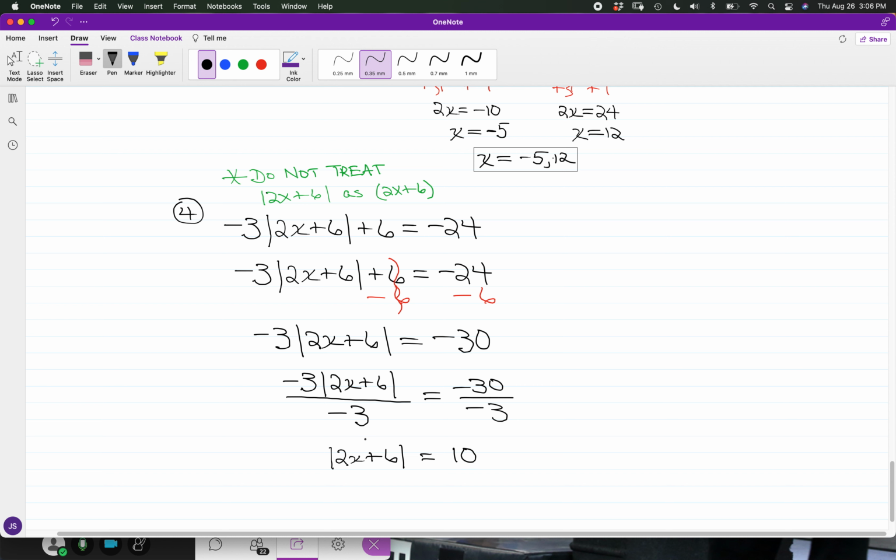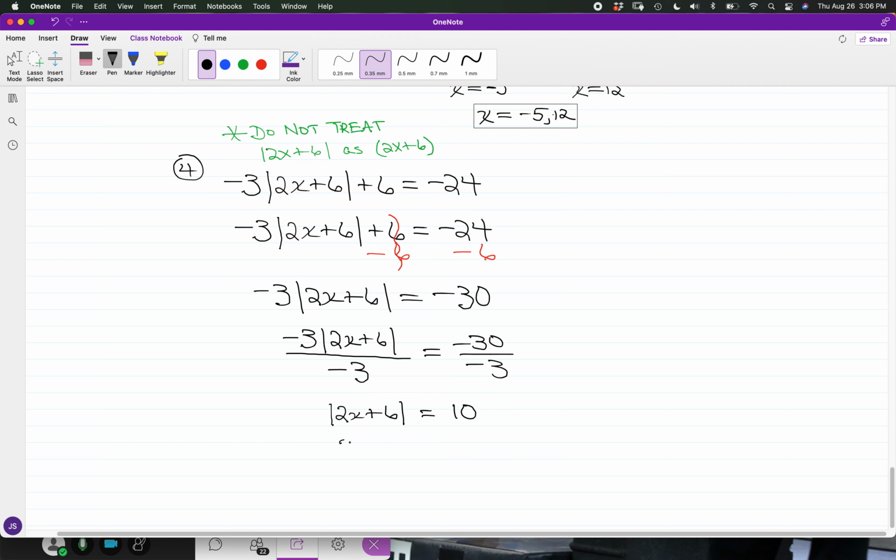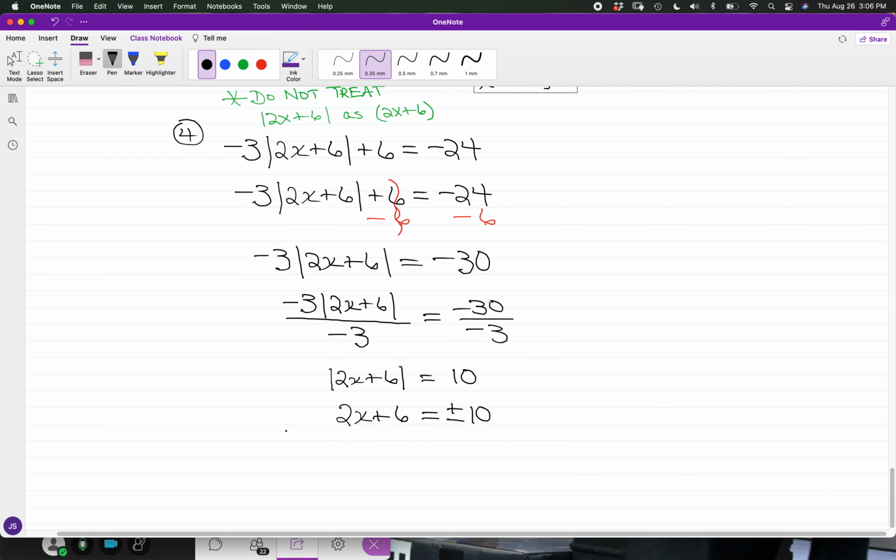So you've got your absolute value of x represented by the absolute value of 2x plus 6, and your k value is 10. So this is non-negative. For the values of x, whatever we get for 2x plus 6, the absolute value is going to be 10. And those numbers with an absolute value of 10 are positive and negative 10.